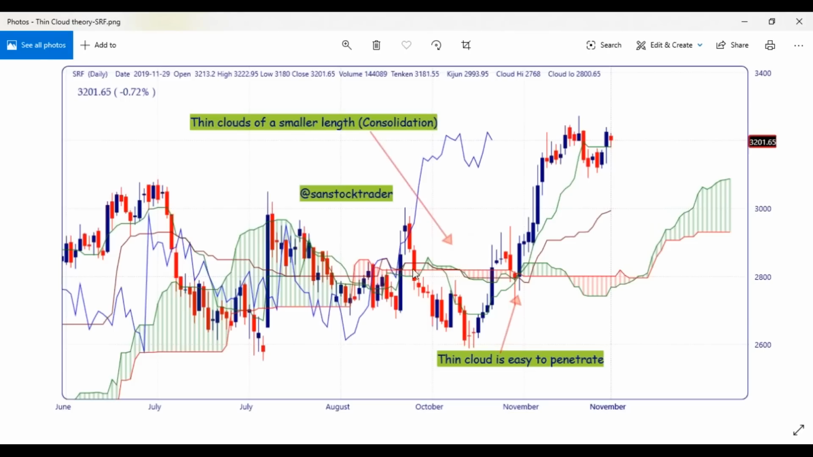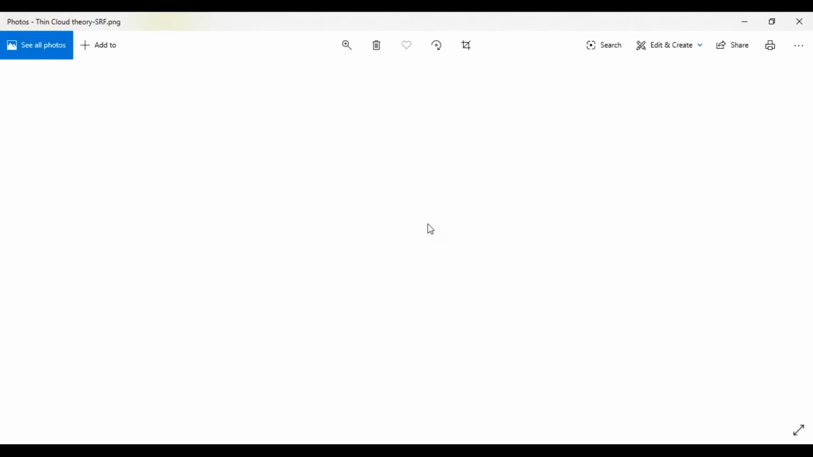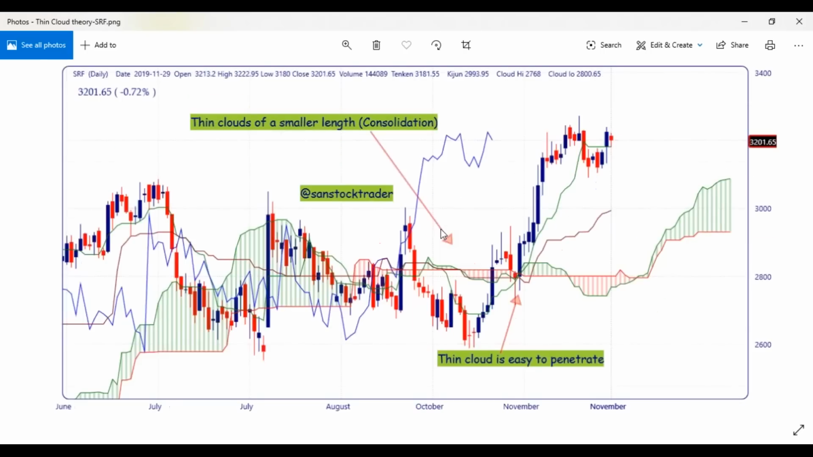Here again, one can see there are thin clouds of very small length. And when the cloud is thin, it is very easy to penetrate, and exactly the same thing happened in this chart. So I think we are done with the cloud portion. Yes, we are done with the cloud.